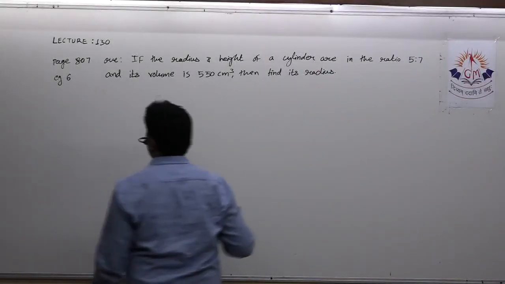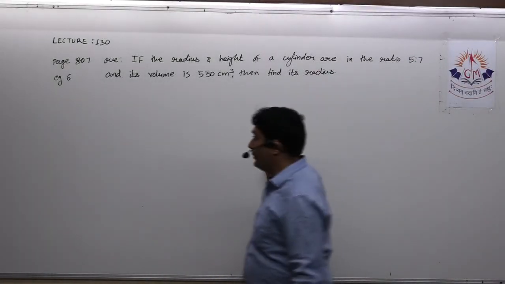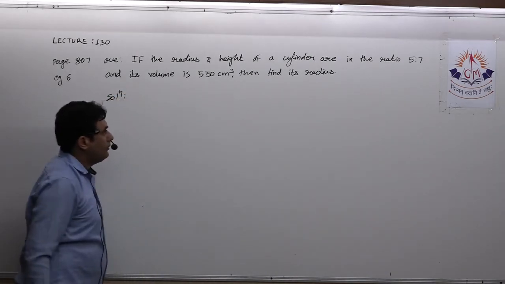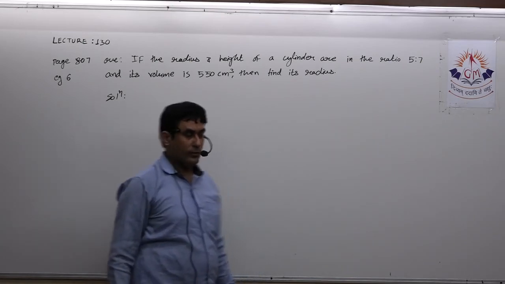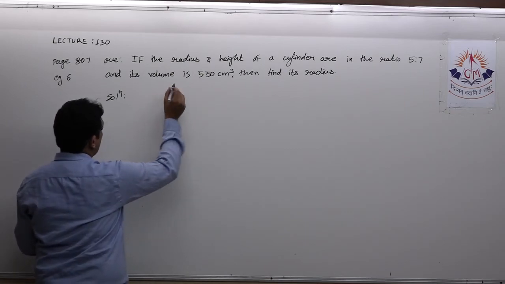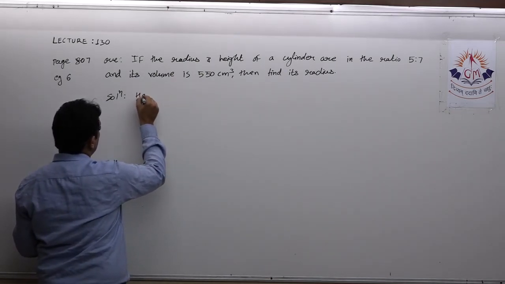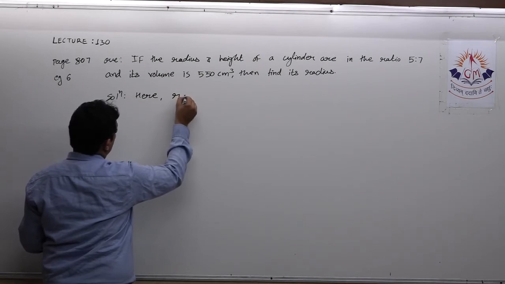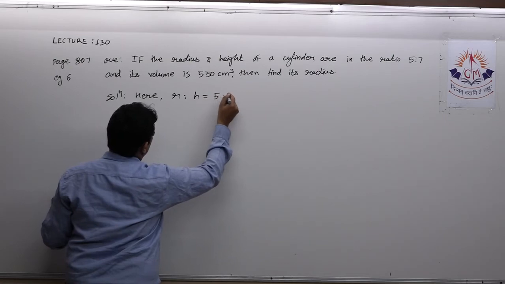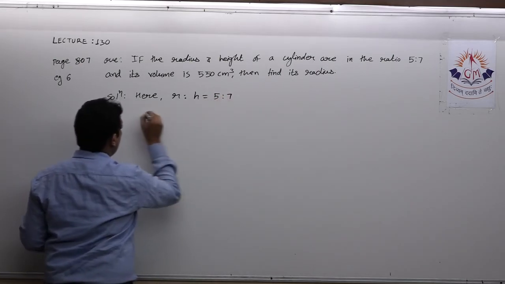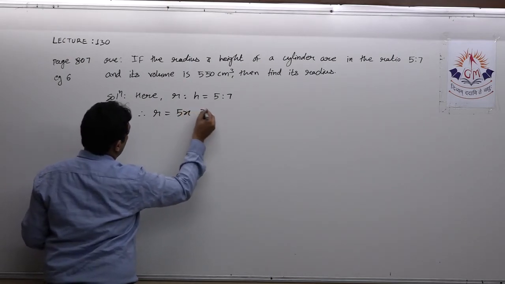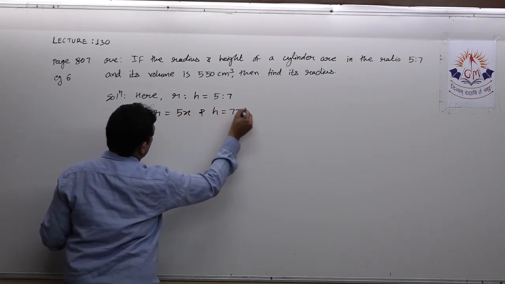Okay, so next question from page number 807, example number 6. The question says the radius and height of a cylinder are in the ratio 5 is to 7 and its volume is given. We have to find its radius. So here we have r is to h is equal to 5 is to 7. Therefore, I can write r is equal to 5x and h is equal to 7x.